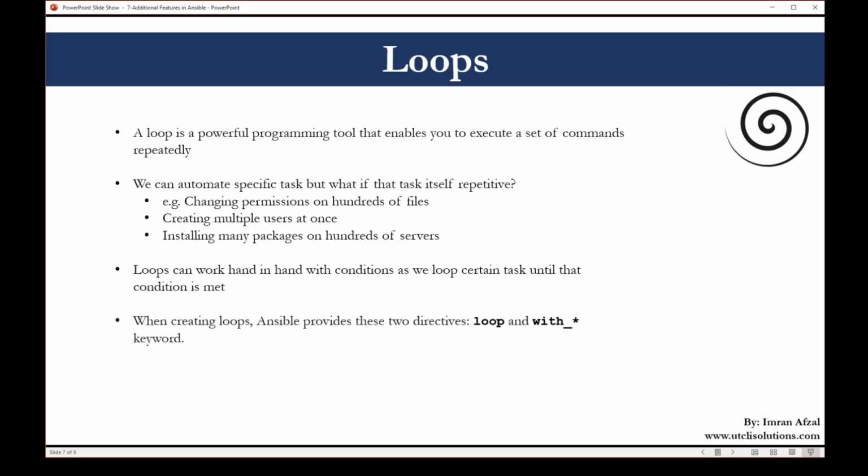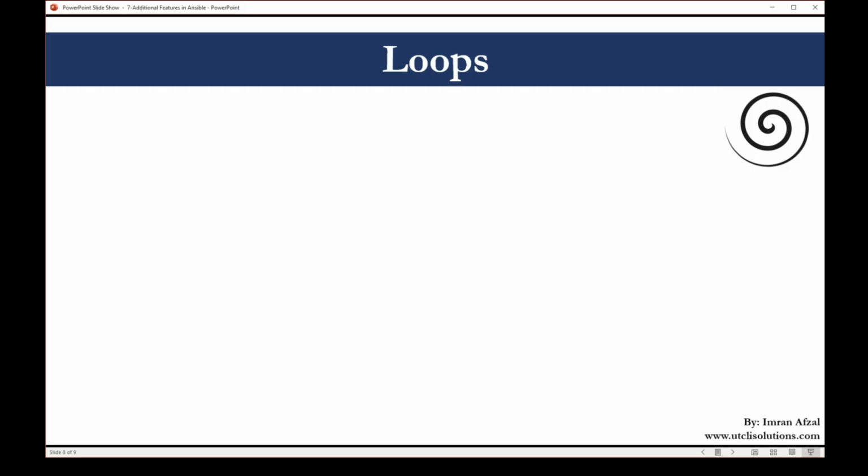When creating loops, Ansible provides these two directives: loop and with underscore asterisk, which we'll cover in a little bit. These are the two keywords that are used to call back in the variables of the loop. All right, let's take a look at a few examples so you have a better understanding of how loops work. I'm going to start off with the users example.